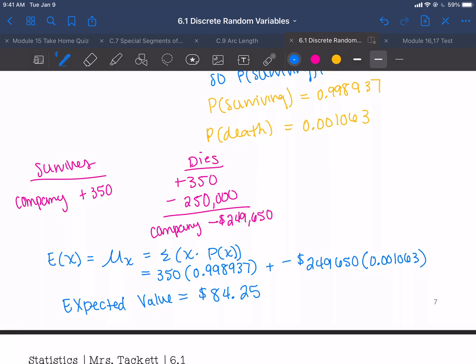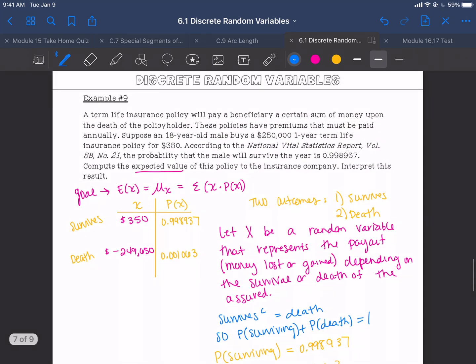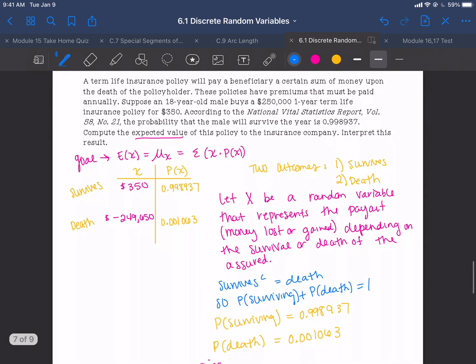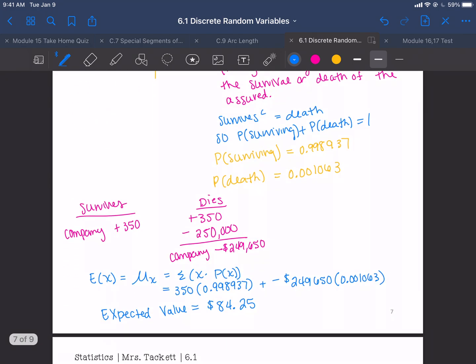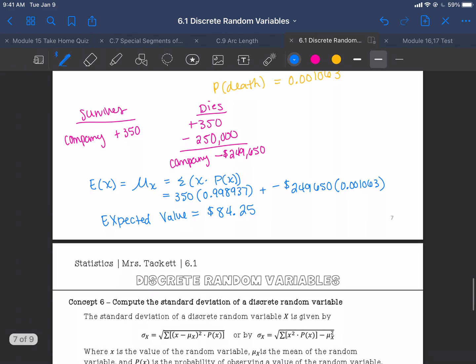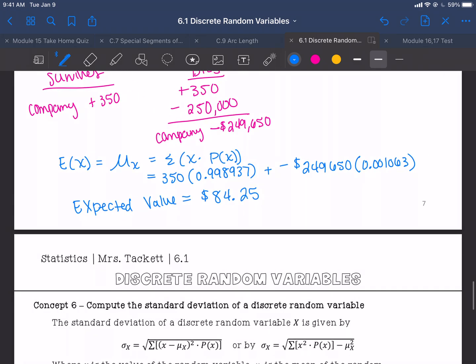Okay, so remember that is a long-term average. Okay, so the insurance company expects to make a profit of $84.25 on every 18-year-old male that they insure for a year. Okay, but that would be over a period of time. All right?